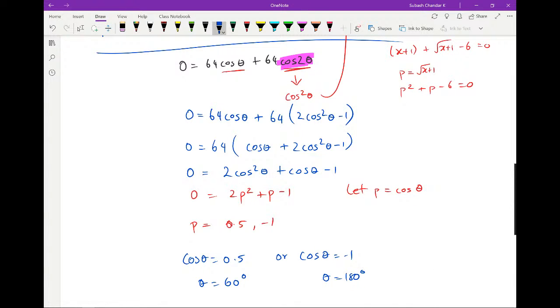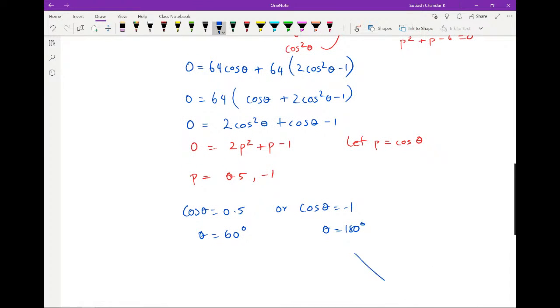But remember, this diagram that we had looked like this, where theta was there. So theta can't actually be 180 degrees, because then it's going to be a flat line. So our final answer is going to be 60 degrees. And what does the question ask for? I think the question just asked to find angle theta to give maximum area.